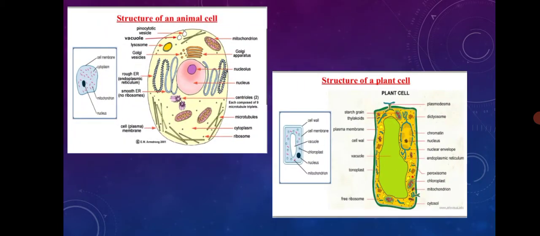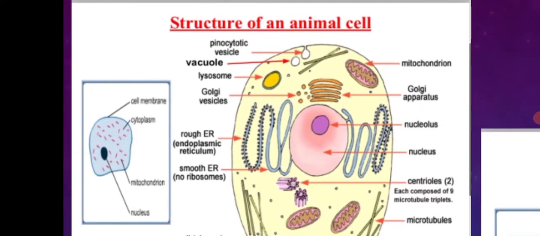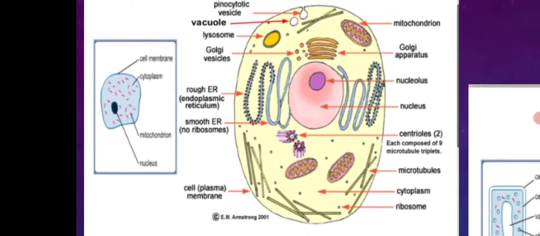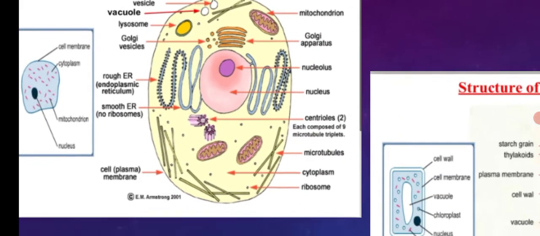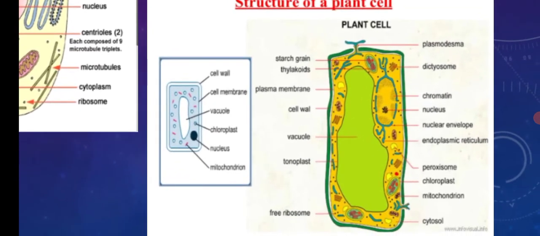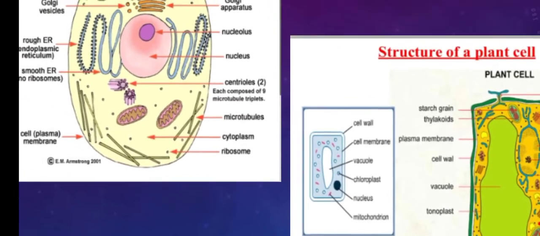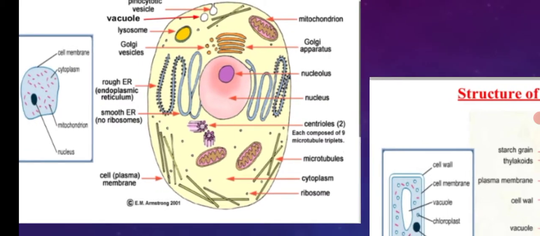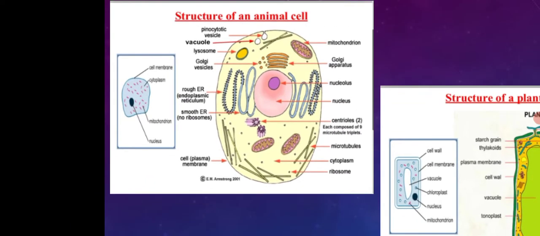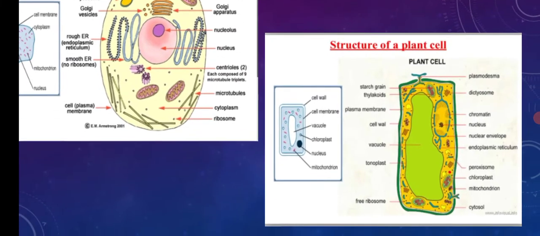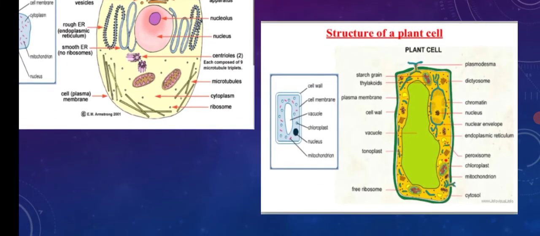Here, student, you can see the animal cell and plant cell, and you can see the difference between them through the figure. In the animal cell, vacuoles are very small or sometimes not present, but in the plant cell you can see very big vacuoles. In the animal cell, the nucleus is present in the center of the cell, and in the plant cell the nucleus is present at the peripheral side of the cell.